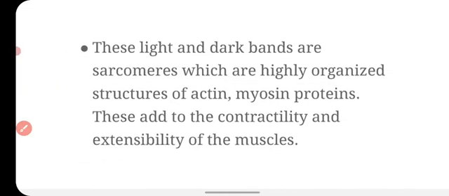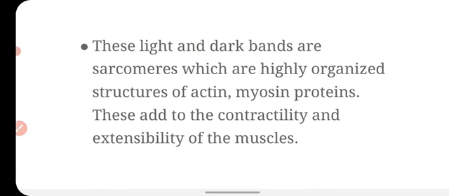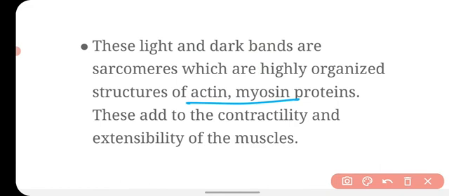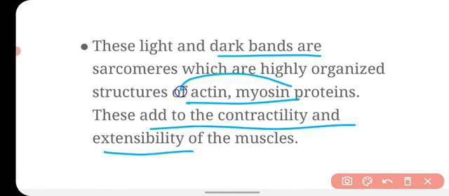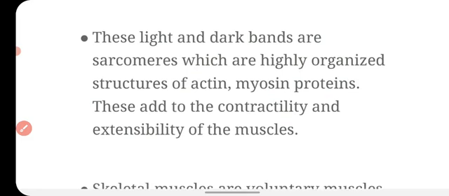Now these light and dark bands are sarcomeres, which are highly organized structures of actin and myosin protein. These add to the contractility and extensibility of the muscles. These bands are made up of actin and myosin protein, and these proteins are the contractile proteins. Because of the presence of these proteins, the muscle fiber can contract and extend, meaning expand.